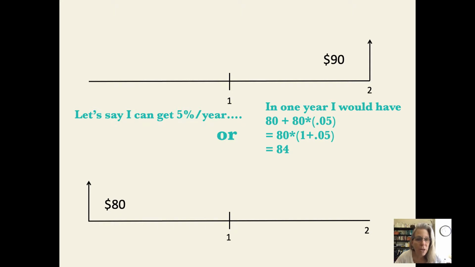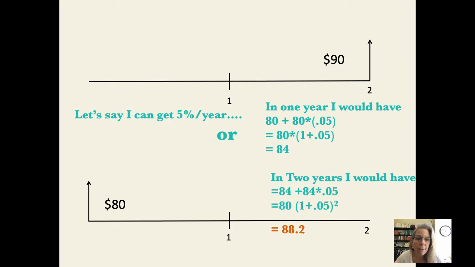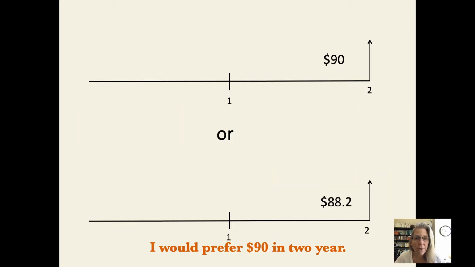So I say in 1 year, I'll have $80 plus the interest I earned on it of the $4, so I'll have $84. And then in another year, I'm going to take that $84 and I'm going to earn another year of interest, which is the same as taking $80 and having 2 years of interest, 1.05 squared, which means it's going to be the same as $88 in 2 years. So now again, I can compare, the time periods are the same now. So it would be $90 in 2 years or $88 in 2 years. And we would still prefer $90 in 2 years.